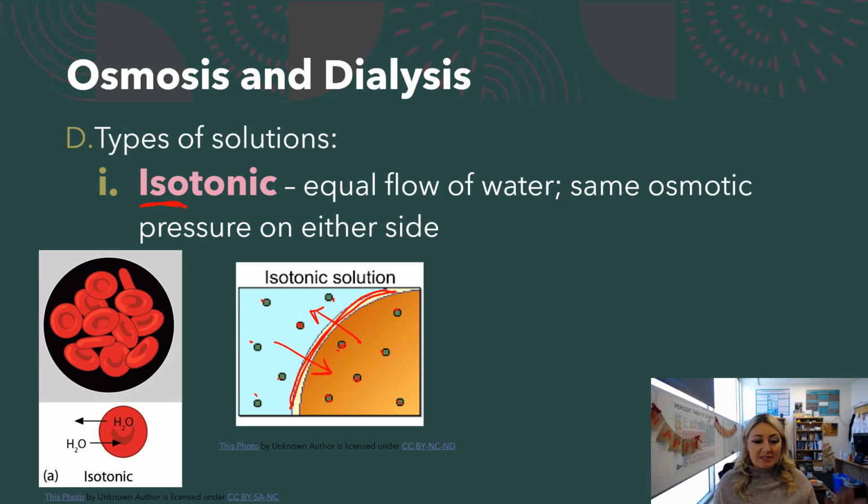So bringing this back to healthcare, if we think about our cells being in an isotonic solution, that doesn't mean that there's no solute present at all. It just means that whatever's inside the cell, the solute concentration is equal to the solute concentration outside of the cell. This is what our red blood cells are happiest in. They want to be in an isotonic solution.